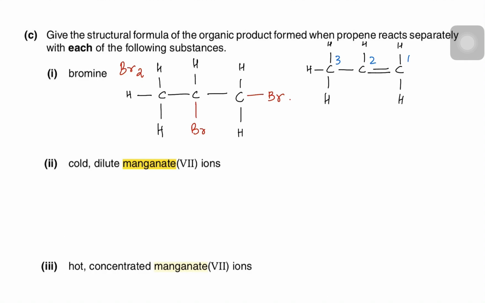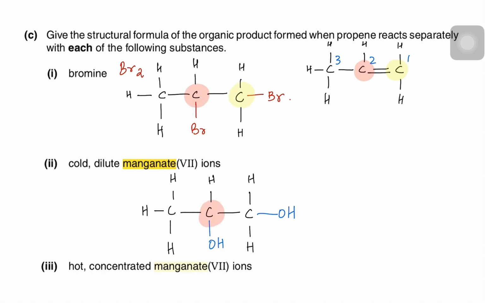For the cold dilute manganate 7, we keep the reactant the same, just that we add OHs. So I'll make the same structure. Carbon 3 has 3 hydrogens. The pi bond goes away. You add one OH on carbon number 2, one OH on carbon 1. Both carbons which had the double bond, the red and yellow carbon, I'll make in the other products also red and yellow for us to remember how we are doing it. So they both get OH.